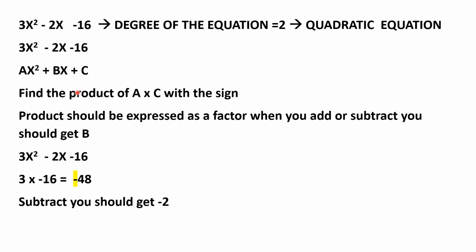So when you want to find the solution of the quadratic equation, first you have to find the product of a and c with the sign. The product should be expressed as factors. When you add or subtract, you should get the middle number b. Here you see 3x square minus 2x minus 16. The product is 3 into minus 16, that is equal to minus 48. This minus is telling that when you subtract, you should get minus 2.